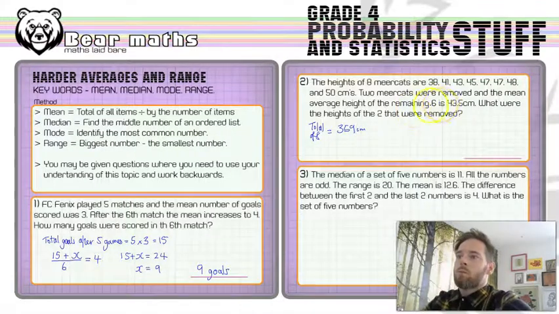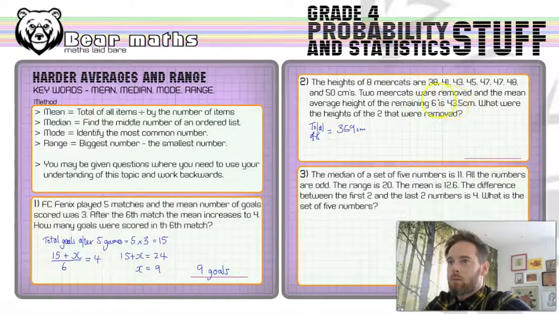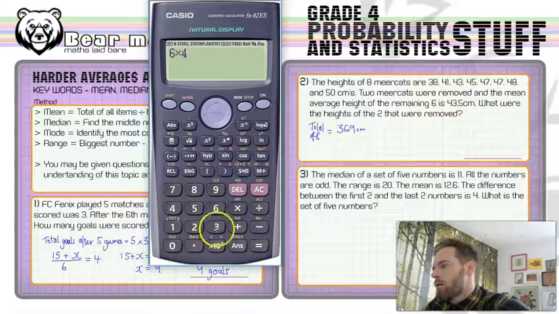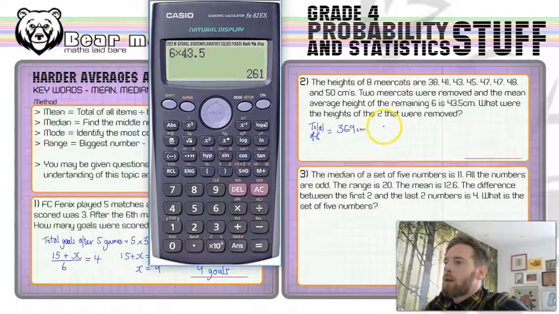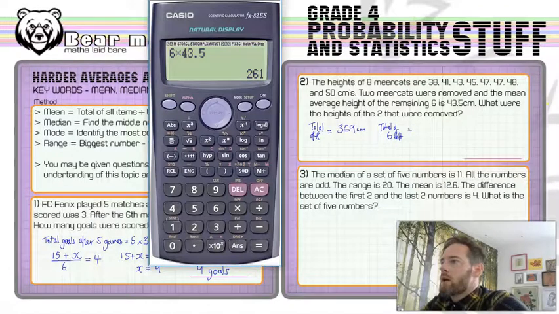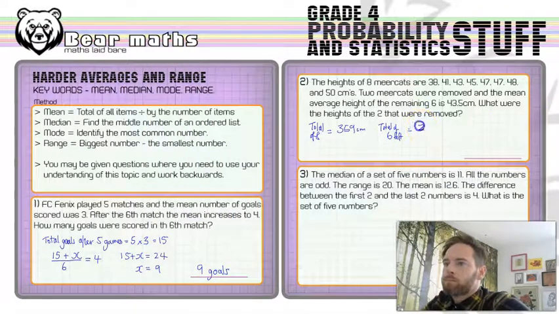Then what we can do is work out what the 6 would be, all right? So the 6 meerkats that we've got the mean for, again, it's exactly the same as the first question, really. We're just doing 6 multiplied by 43.5. So 6 multiplied by 43.5 will give us the total height of the 6 meerkats that were left. So the total of the 6 left equals 261.